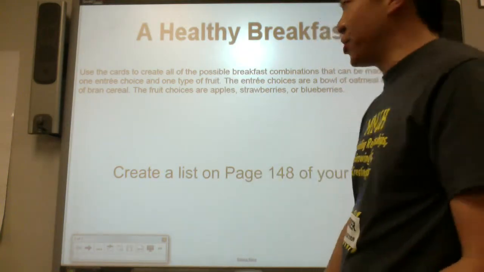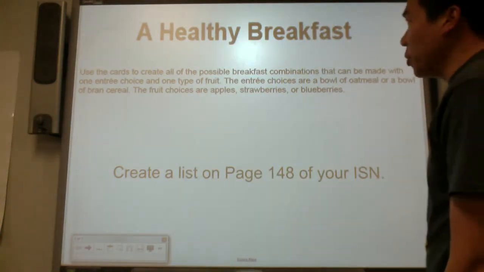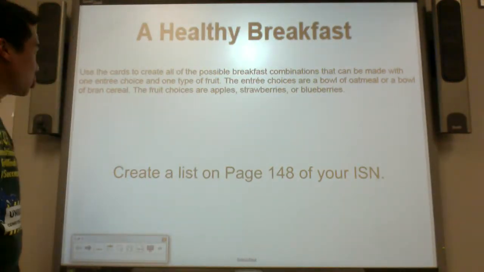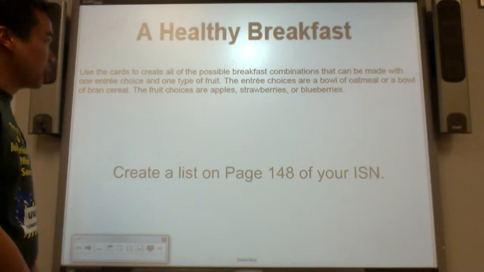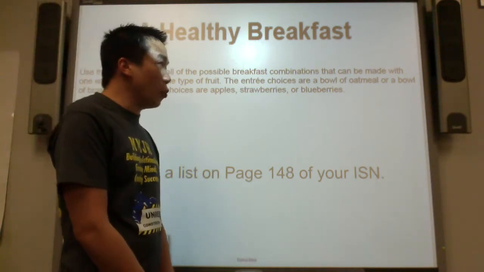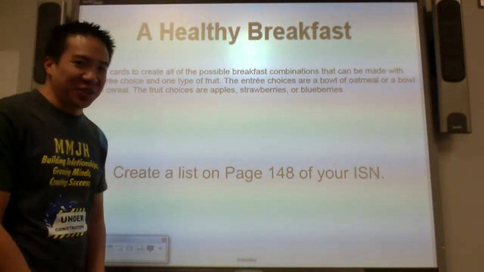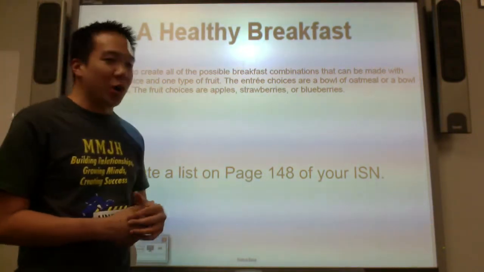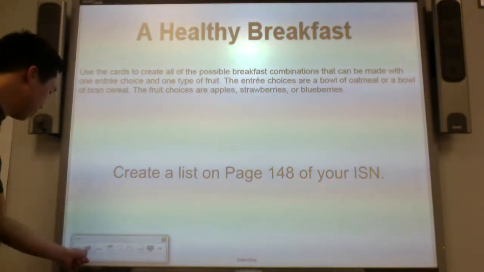A healthy breakfast. Use the cards to create all the possible breakfast combinations that can be made with one entree choice and one type of fruit. The entree choices are a bowl of oatmeal or a bowl of bran cereal. Delicious. And the fruit choices are apples, strawberries, or blueberries.